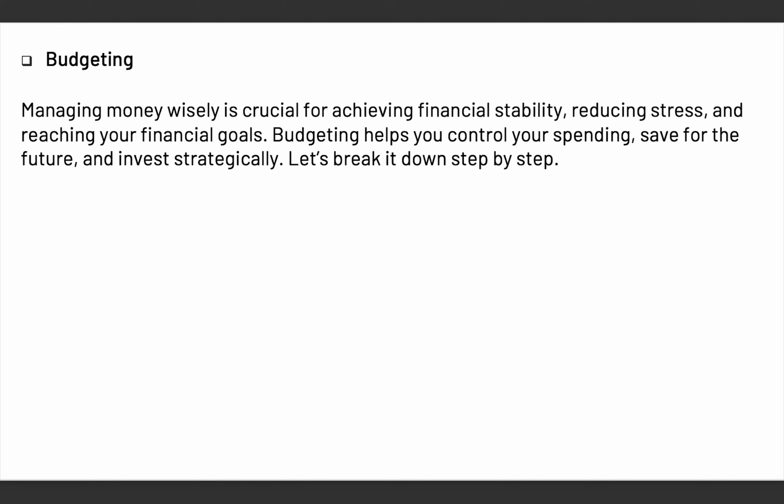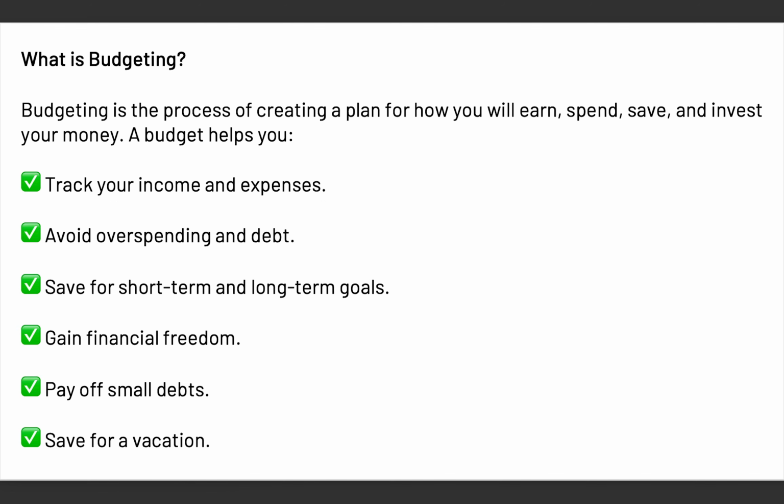Now, let's break it down step by step. Now, how do you budget your money? But first, let me explain what budgeting is all about. Now, budgeting is the process of creating a plan for how you will earn, spend, save, and invest your money. Now, a budget will help you to track your income and expenses, and to help you to avoid overspending and debt. It will also help you to save for short-term and long-term goals, and it will help you to gain financial freedom. It will also help you to pay off your small debt, and will help you to save for vacation.